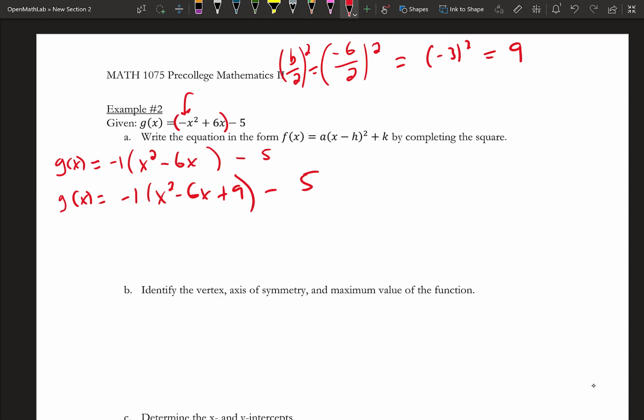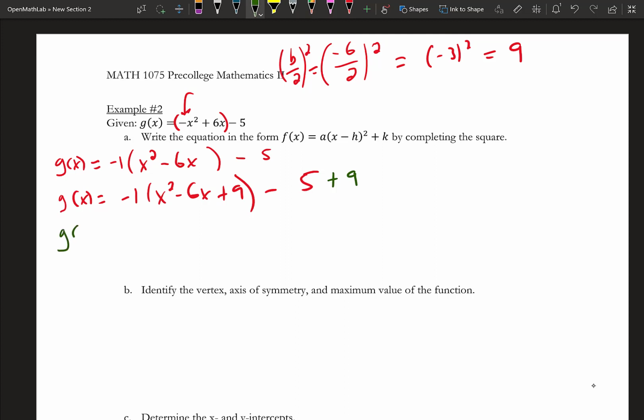But I need to balance this part that I added. I added 9 inside, but when we distribute, that's really a -9, because -1 times 9 is -9. So what I need to do is add 9 out here to balance that out. I might have added 9 inside the parentheses, but overall, the effect is that I subtracted 9, because when I multiply the -1 through. So it's important to pay attention to that.